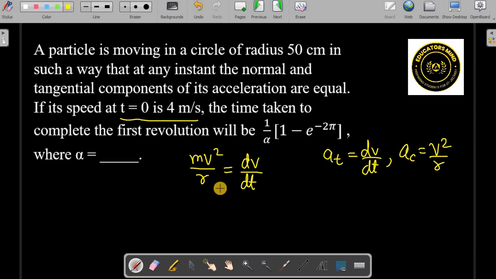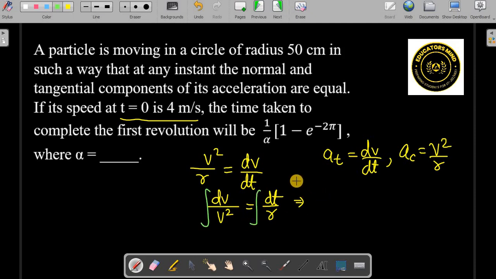So first of all we need to find out this integration. Of course mass is not there, this is v square by r. So v square by r is dv by dt. So dv by v square comes as dt by r. Okay, so radius is 0.5, right? In meters, let's keep it. So from here we can integrate now. Let's integrate.